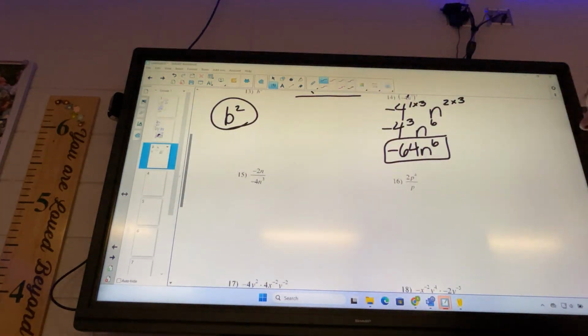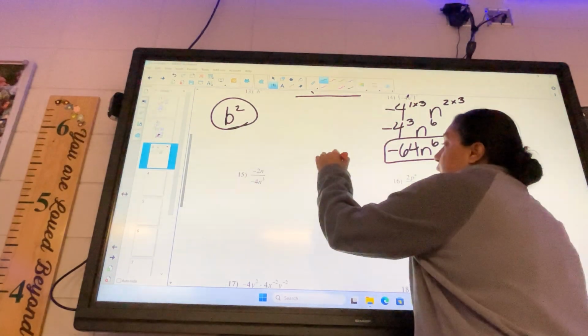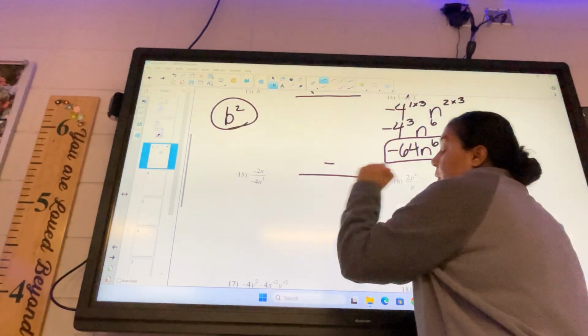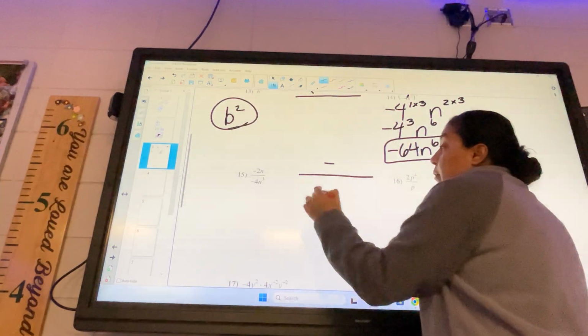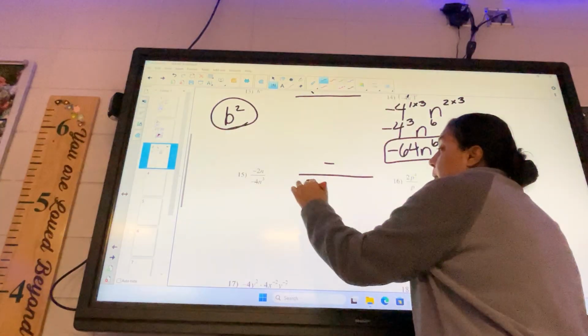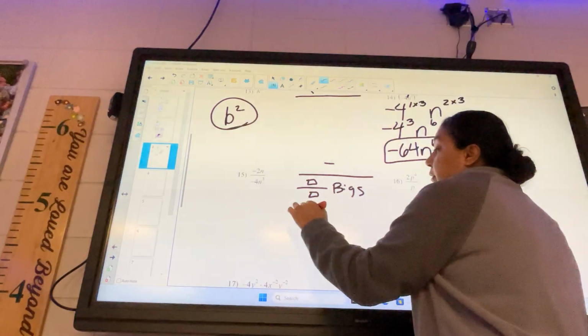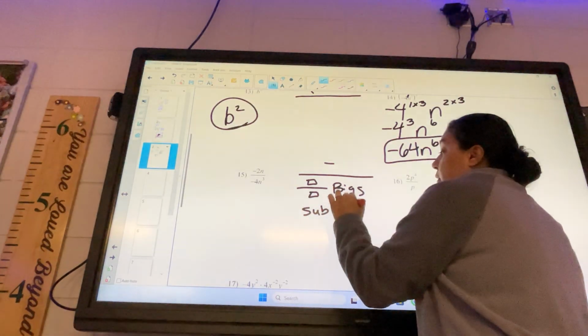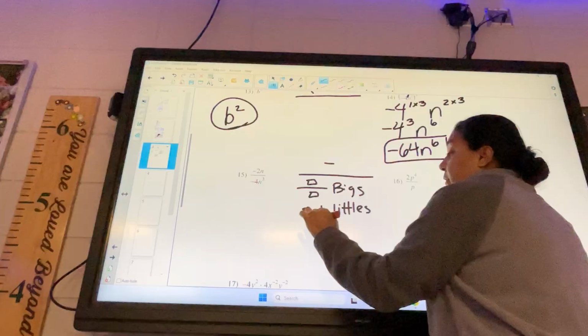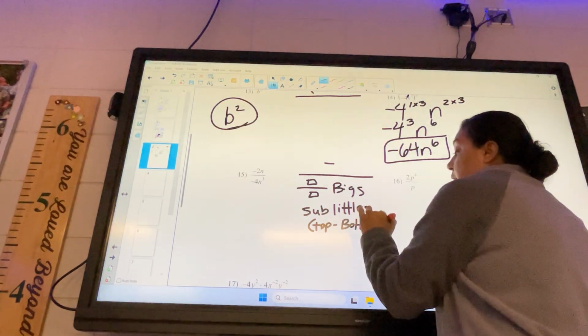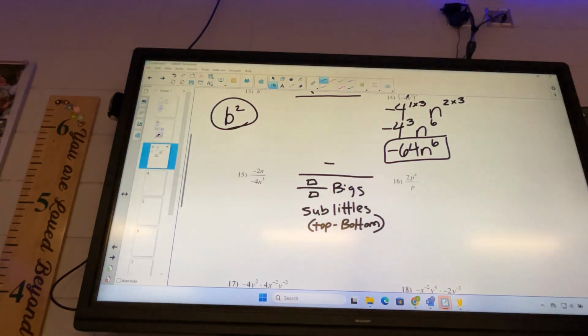Okay, 15 is all about division. So if you see the bar, that means division. You're going to reduce or divide the bigs. I don't know what you want to say, but okay. And then you subtract the littles. More specifically, it needs to go the top one minus the bottom one. And you do notes that are going to make sense to you. If you don't need any notes, then don't write any notes. If you need notes, then write them.